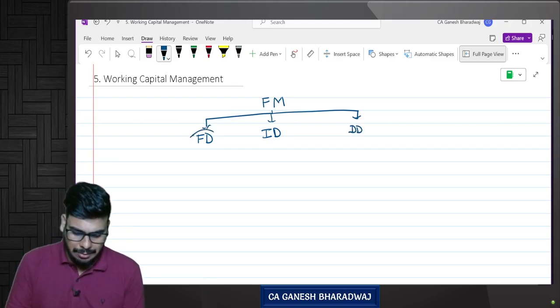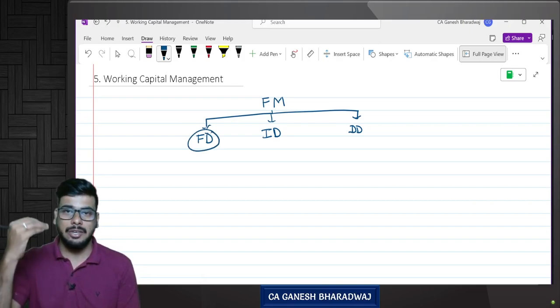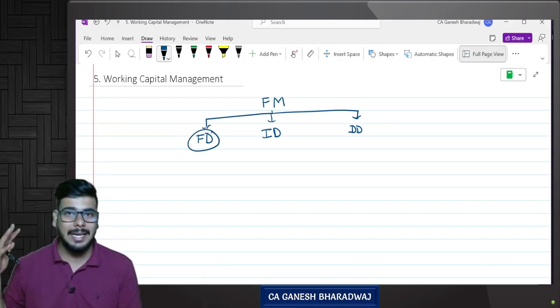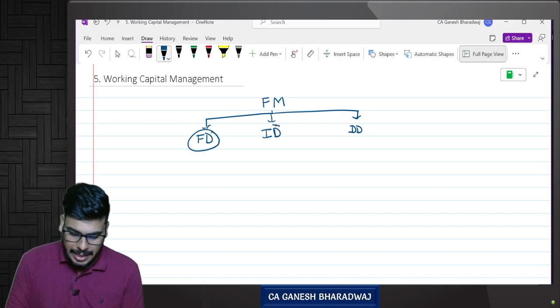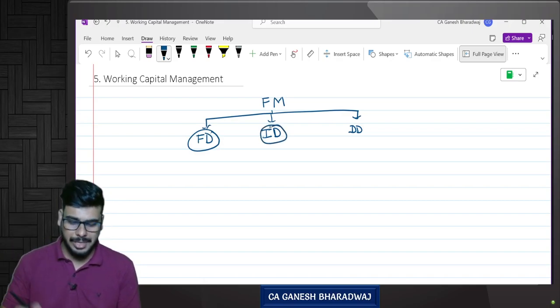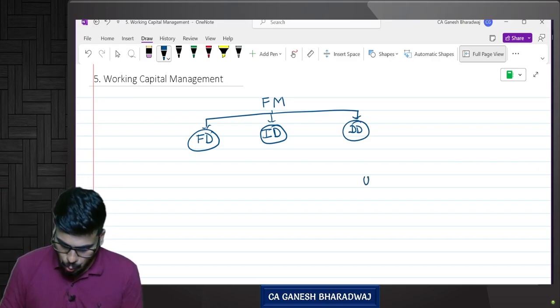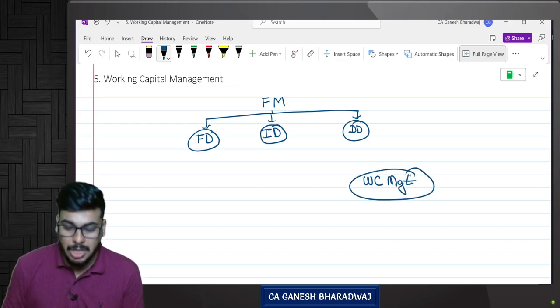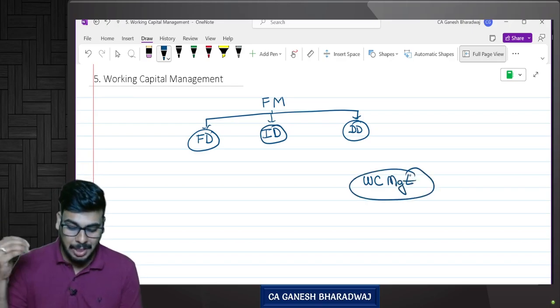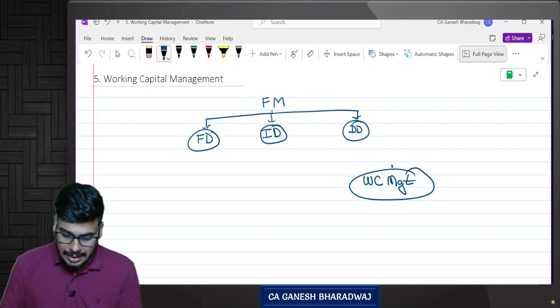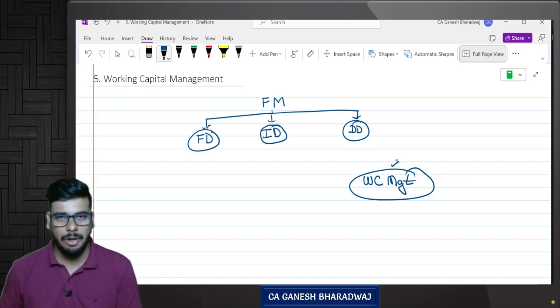Now, we saw some chapters in financing decisions, like your cost of capital, leverages, and your capital structure decisions. Then investment decisions, we saw the capital budgeting chapter. Yes. Now, in dividend decisions, there's a separate chapter called dividend decisions. Now, this chapter, working capital management. Now, where does this chapter fit into? Or in other words, this chapter fits into which of the three objectives?